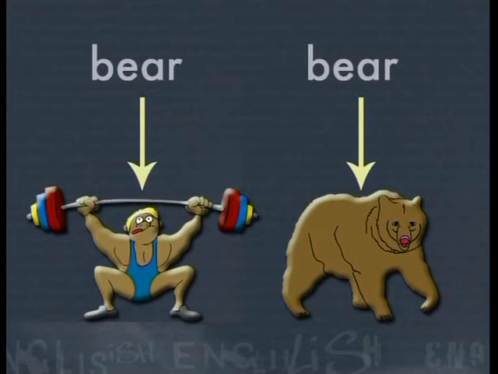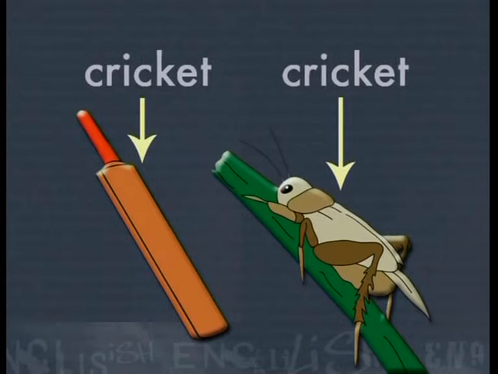Here are some examples of homonyms. Can you think of others? Bear means to carry, and bear can also mean the animal. Note that they are spelt the same. Here's another one. Cricket is a game, and you also get a cricket, which is an insect. Thus, the spelling is the same, but the meaning is different.